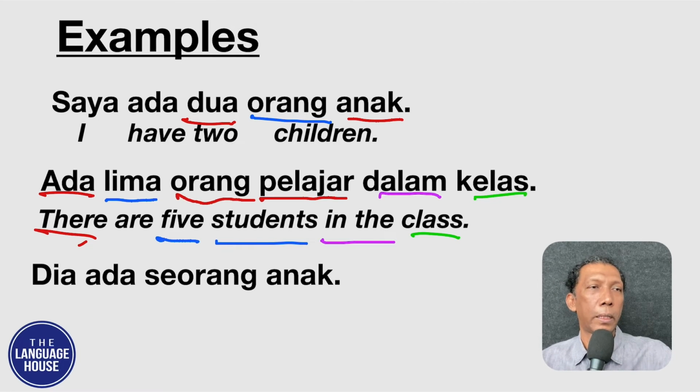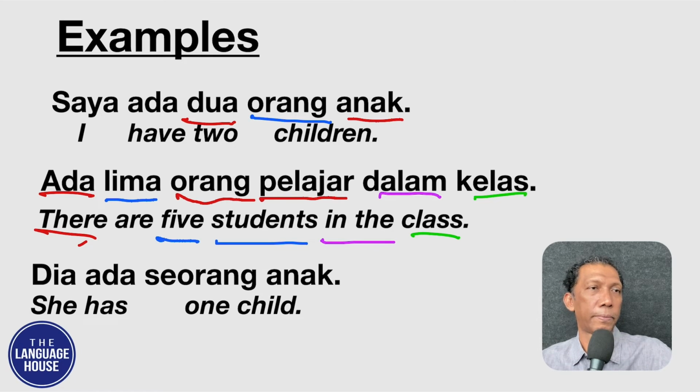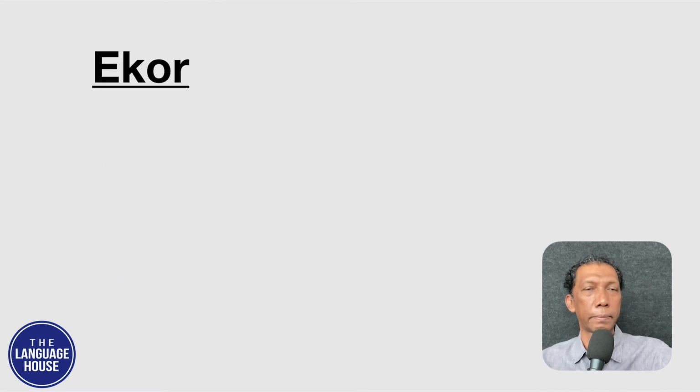How about another one? Dia ada seorang anak. This is the 1 item. Dia ada seorang anak. Dia is he or she. Ada, there, have. She has 1 child. Dia ada seorang anak. So orang is used as a counter for human or people. Okay, the next one will be this one.